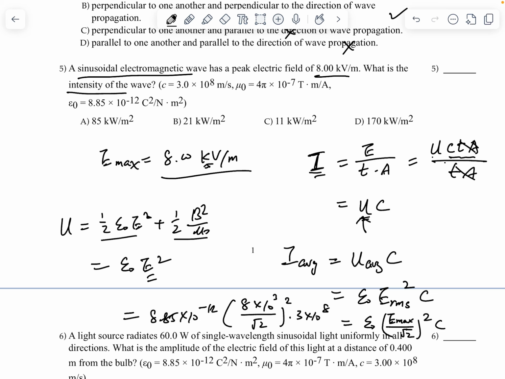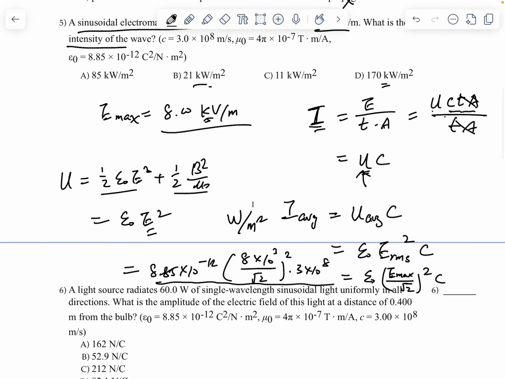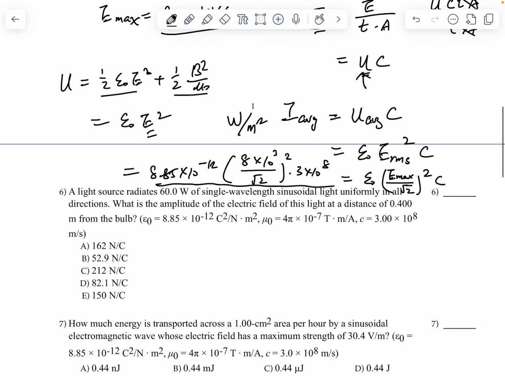So whatever you get here, you then go back to kilowatts. Whatever you get here is in watts per meter squared, and then you turn it to kilowatts.